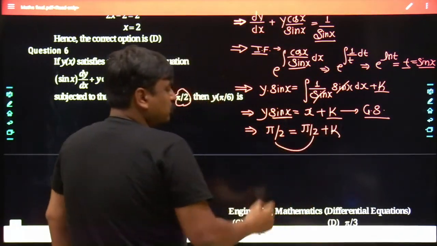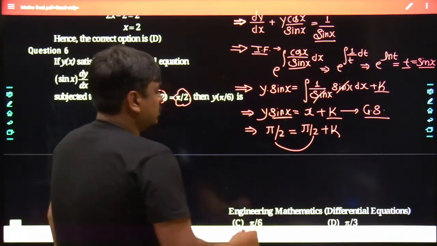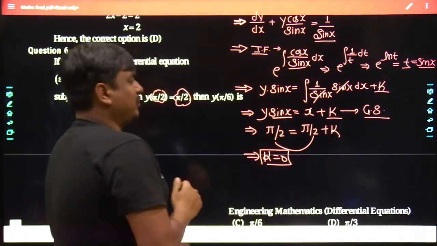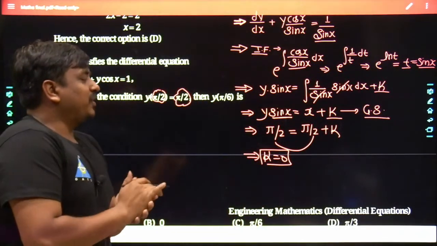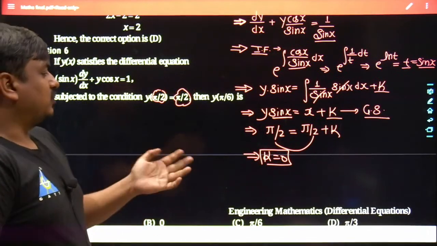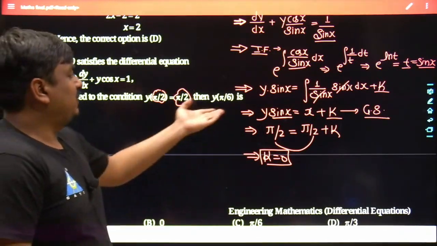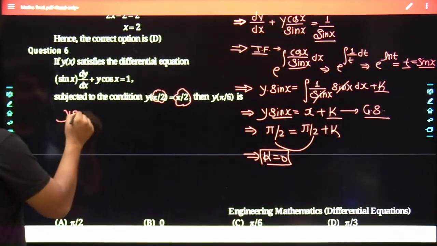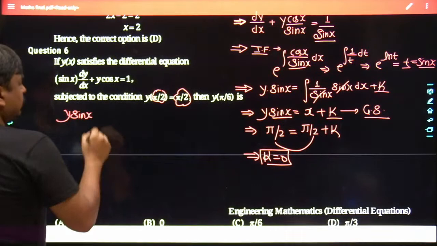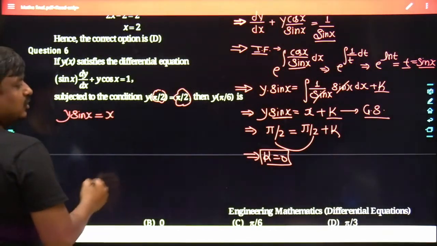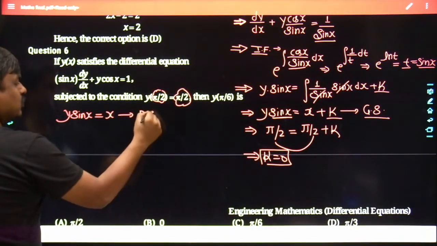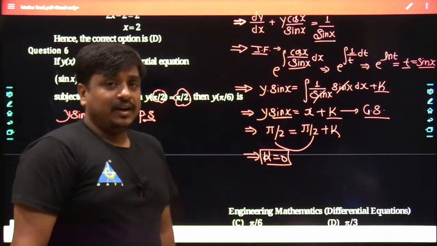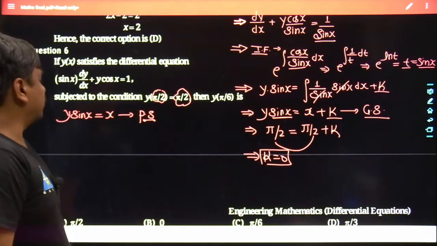When the pi by 2 goes to the left-hand side, they cancel each other. The value of k turns out to be 0. The value of the arbitrary constant, with the help of the initial conditions supplied with this problem, was found to be 0. So we can find the particular solution, which is y times sine of x equals x, and this is the particular solution calculated with the help of the linear differential equation and its initial conditions.